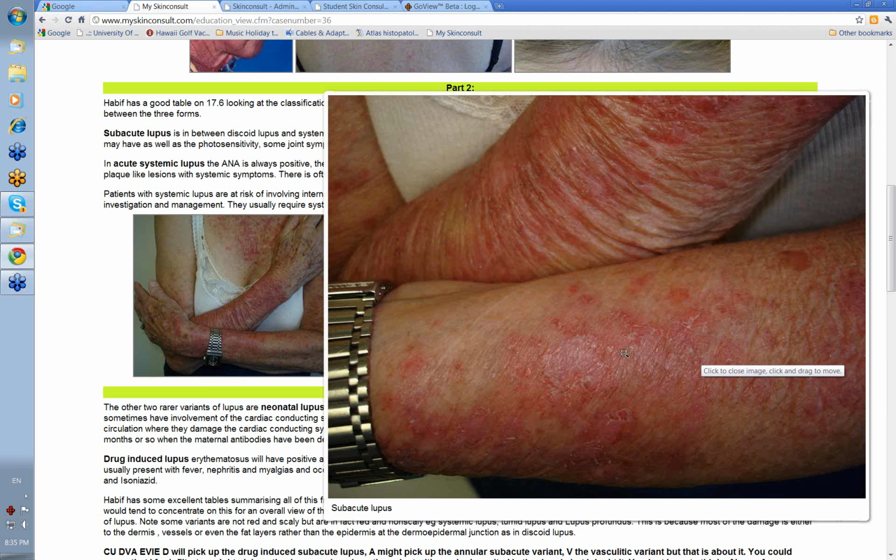You can also get an annular variant of subacute lupus too. So one of the rarer manifestations of an annular erythema is subacute lupus.